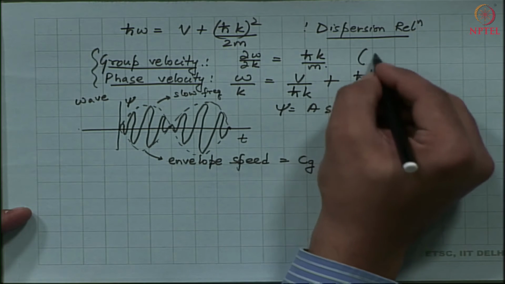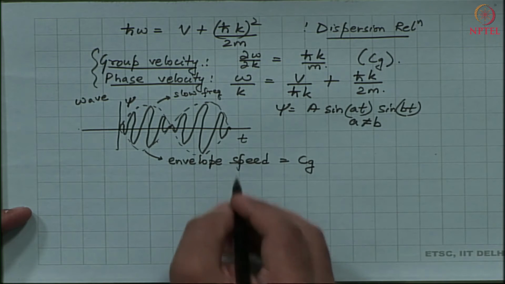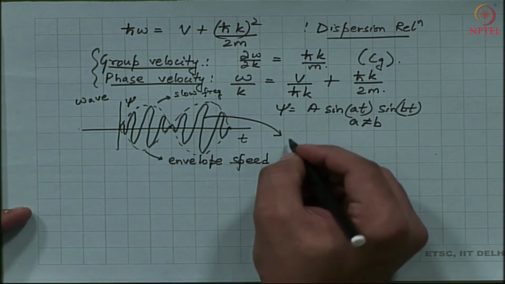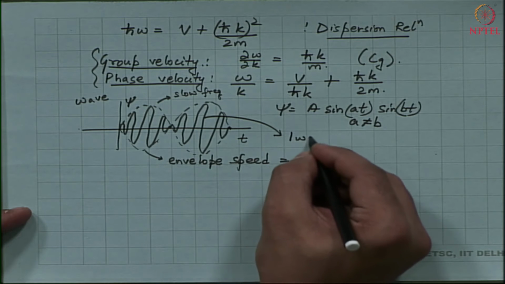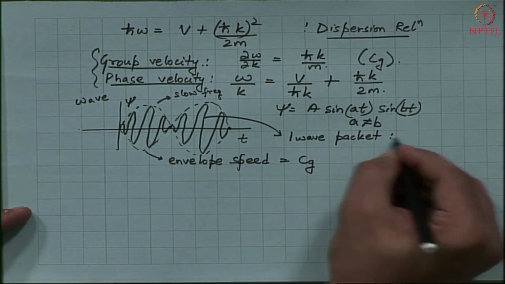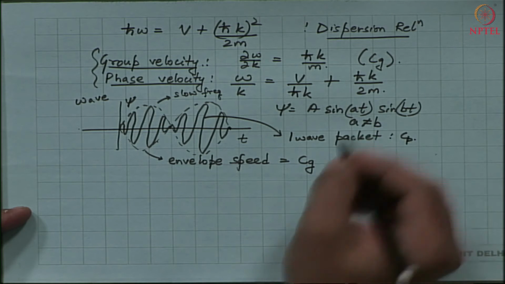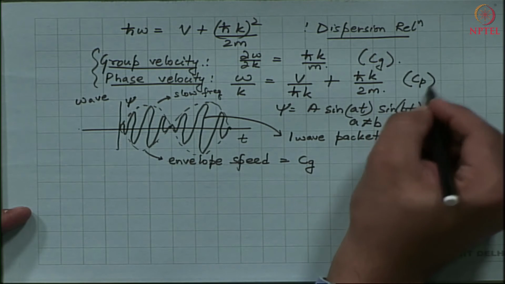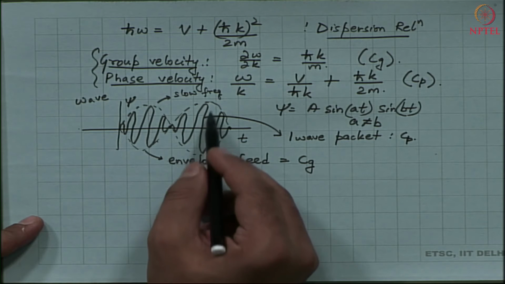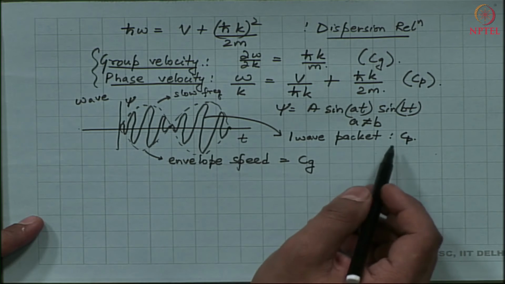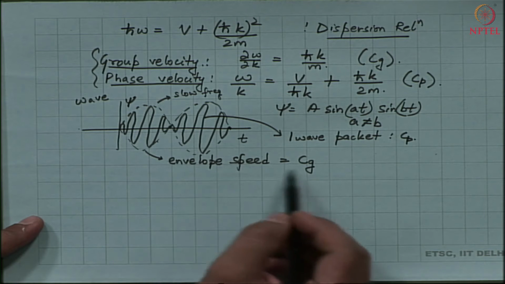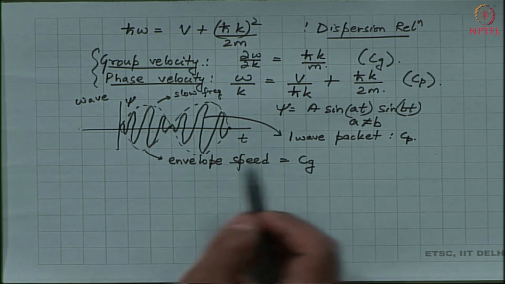is also known as the group velocity Cg. So I term this as Cg, the group velocity, and the velocity of one wave packet is also called the phase velocity. So I denote this by Cp. The velocity of one wave packet or one particle within that wave is the phase velocity, and the velocity of the entire envelope of these waves is the group velocity. Okay, moving on to the solution.